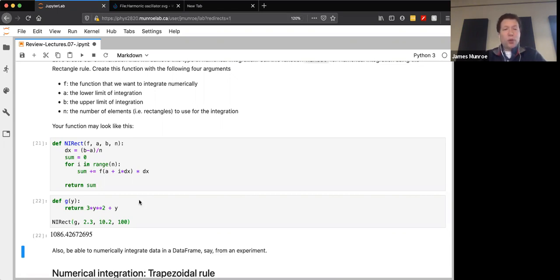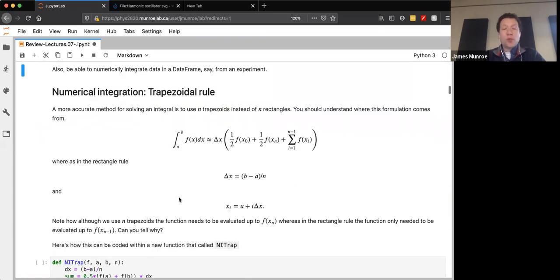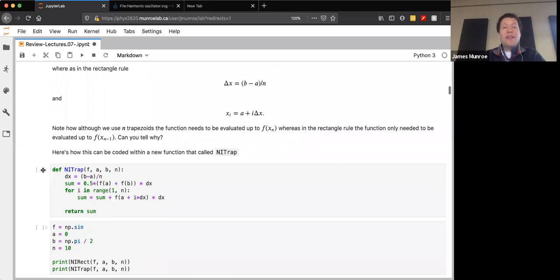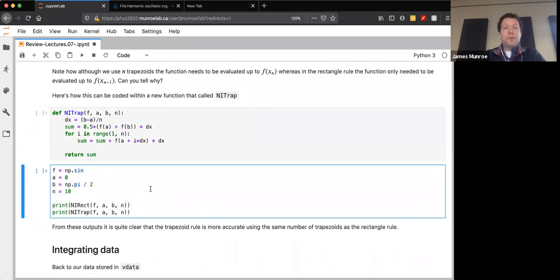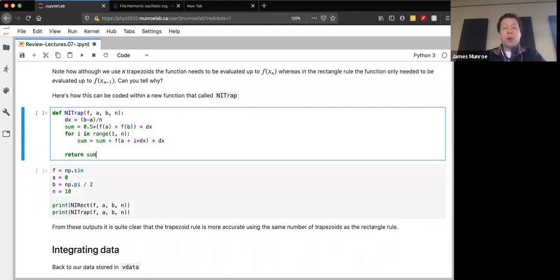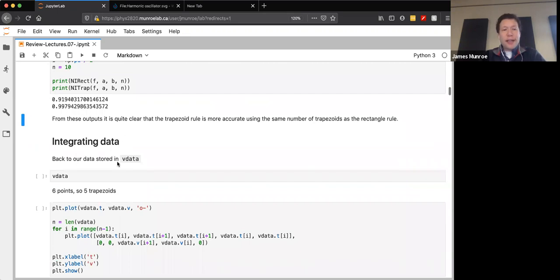We talked about the rectangular rule. We also talked about trapezoid rule. So here is the thinking about trapezoid rule, and here is some code that implements a trapezoid rule all the way through, and an example of it all the way through. Oh, there you go. Integrating data.